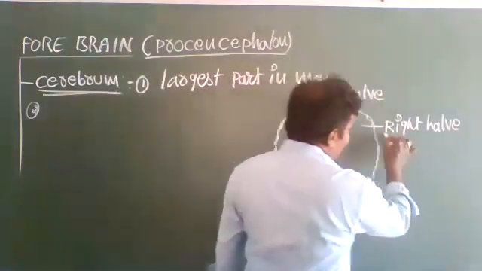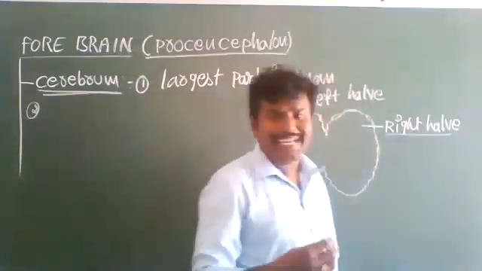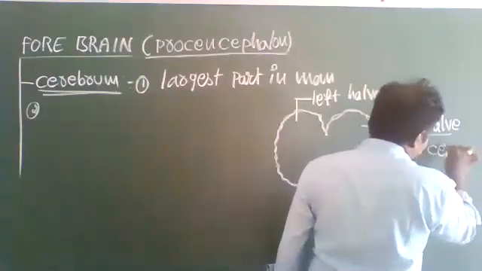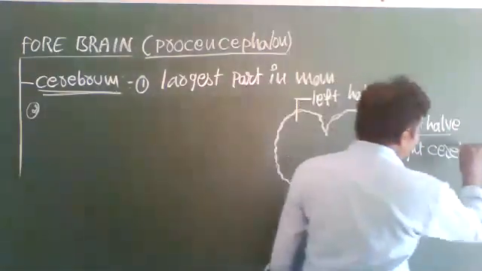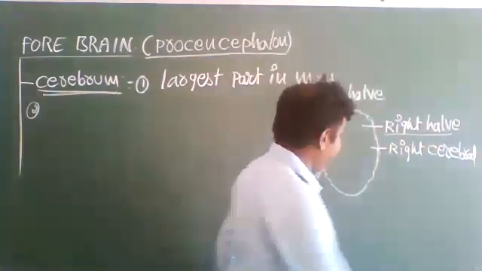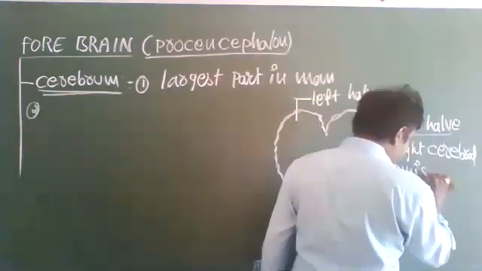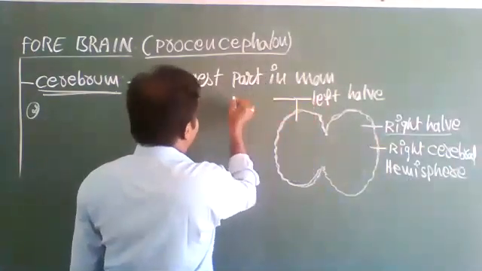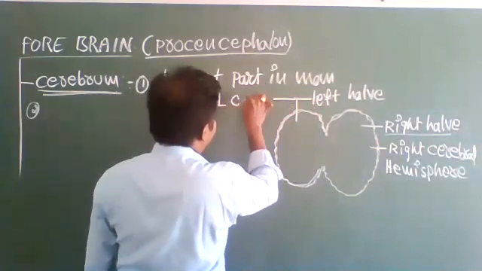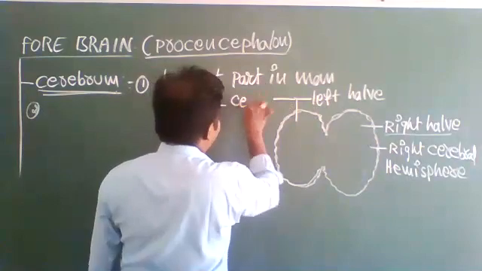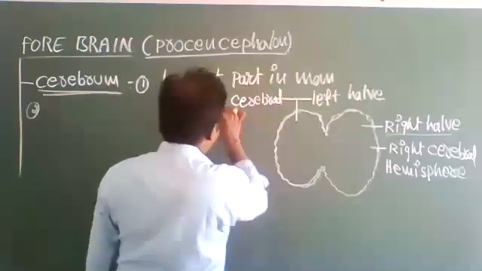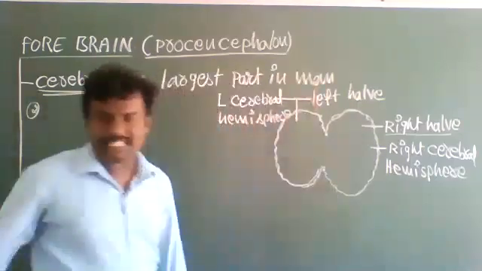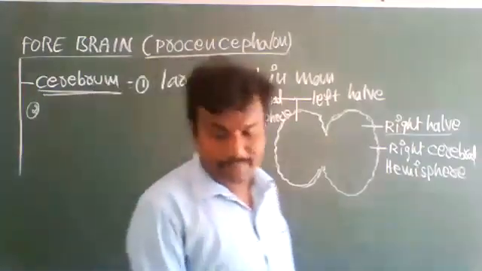See here, this is called right cerebral hemisphere. The right half is called right cerebral hemisphere. In the same way, this is called left cerebral hemisphere. Right cerebral hemisphere and left cerebral hemisphere.